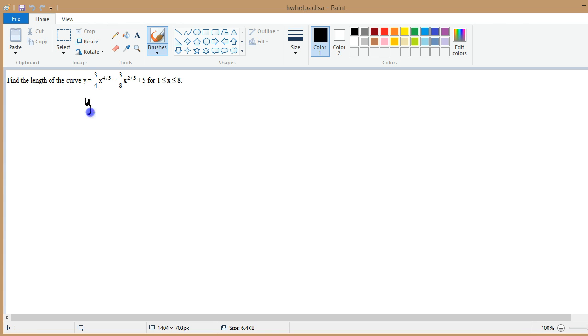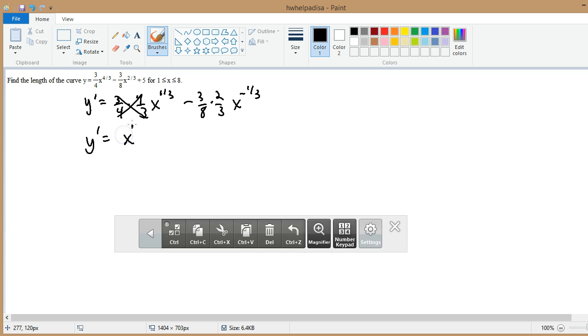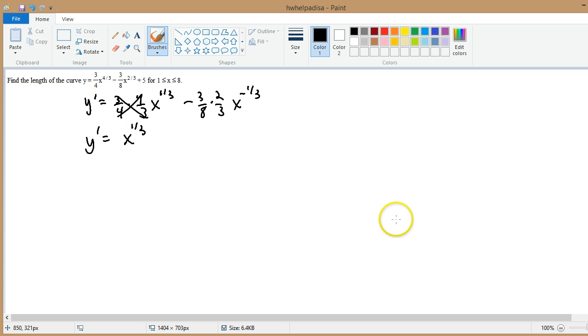So we have y prime equals, we keep the 3/4, we bring down the 4/3, we take x to the 1/3, we keep the 3/8, we bring down the 2/3, we take x to the negative 1/3. So y prime is x to the 1/3 minus x to the negative 1/3, that's over a 4. So y prime is x to the 1/3 minus 1 over 4 x to the 1/3.